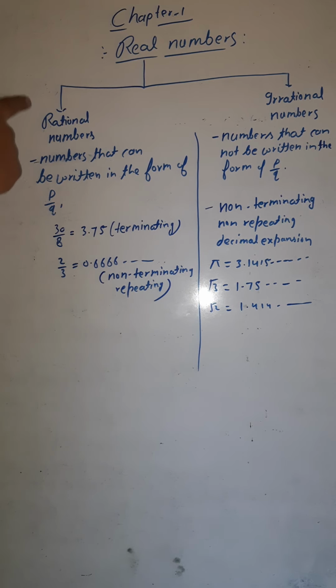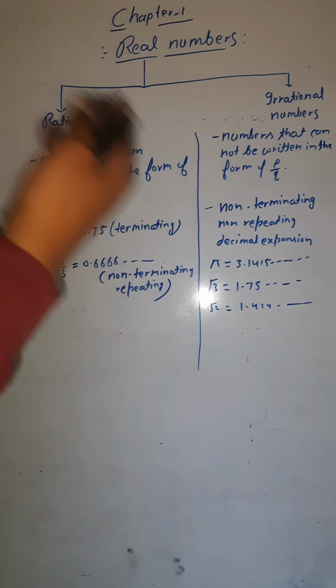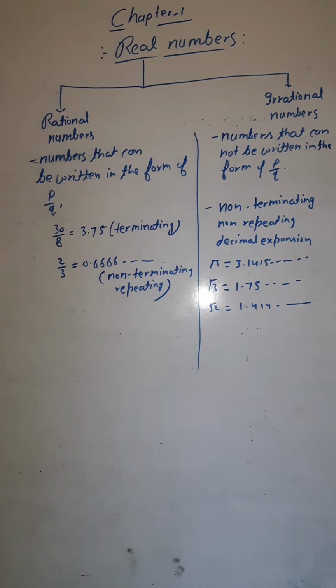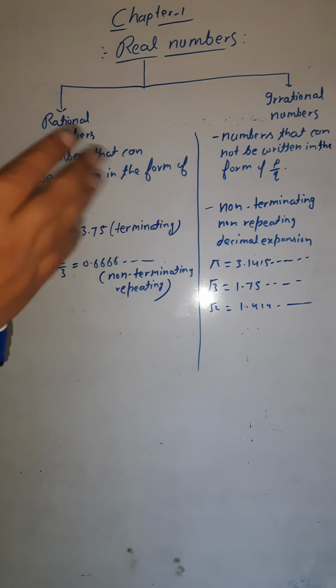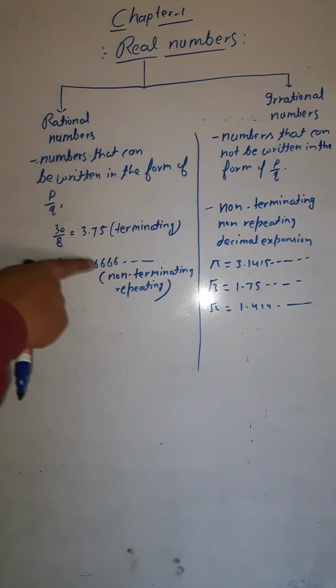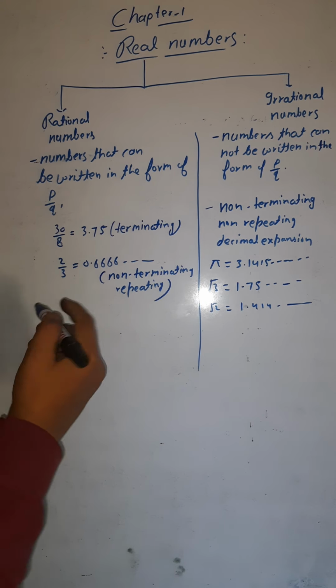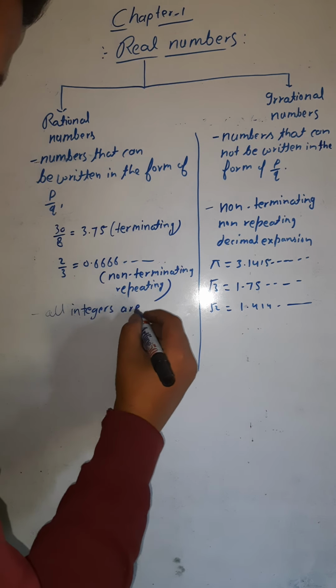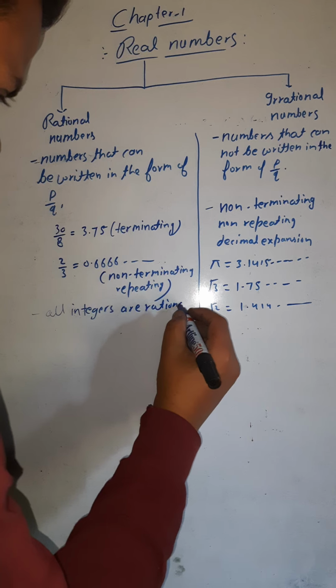Like all types of numbers, natural numbers, we have even numbers, whole numbers, prime numbers, composite numbers, odd numbers. So all these numbers are called rational numbers. And all integers can be written in the form of p by q. Any integer you take, integer means positive, negative and zero numbers. So all integers can be written in the form of p by q, hence all integers are rational numbers. One more thing I am writing here: all integers are rational numbers.